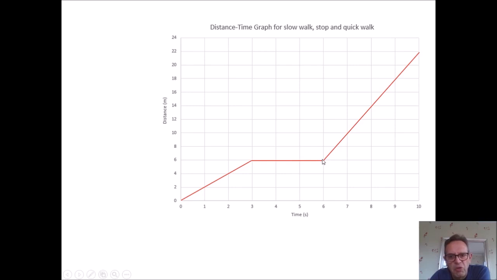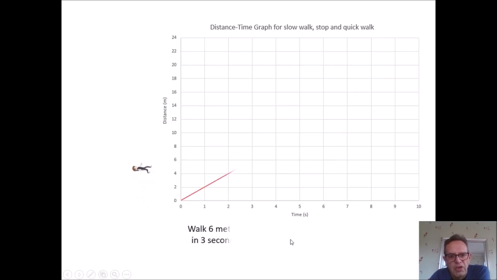So here she's walked from 6 metres to 22 metres, so 16 metres in 1, 2, 3, 4 seconds. You can count the seconds if you like, or you can do 10, take away 6 to get the 4 seconds that she's walked for there.